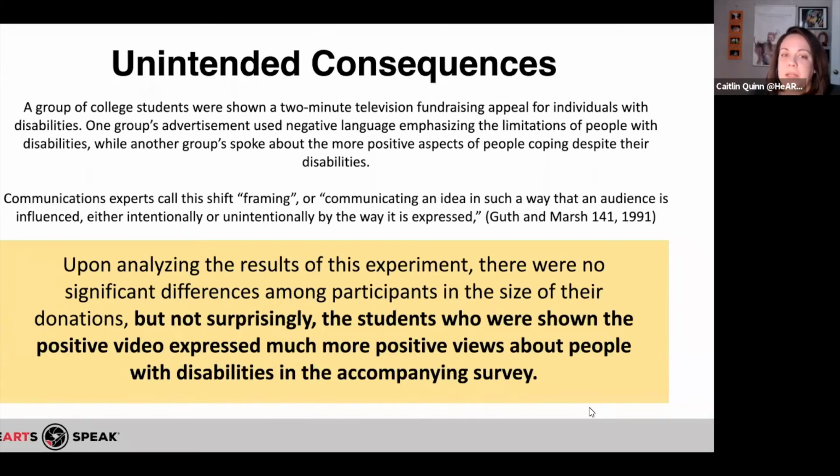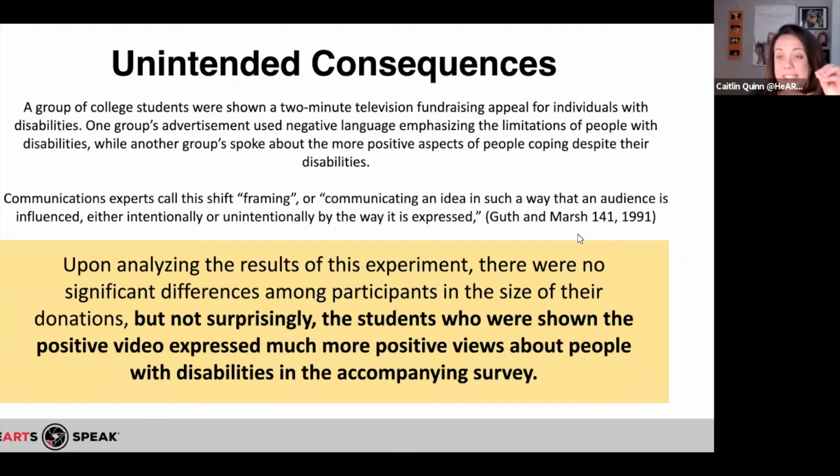And what is really important about this is, not surprisingly, the size of the donations to each campaign were very similar. So they couldn't statistically say that one raised more money than the other. But the really important unintended consequence was that students who were shown the positive video expressed much more positive views in general about people with disabilities in the accompanying survey.